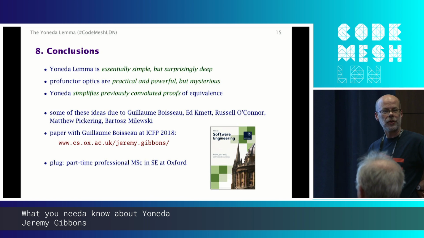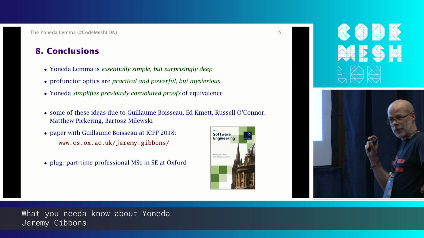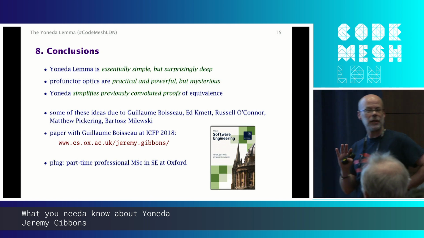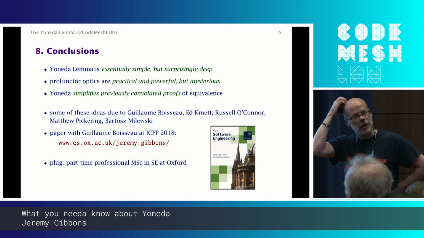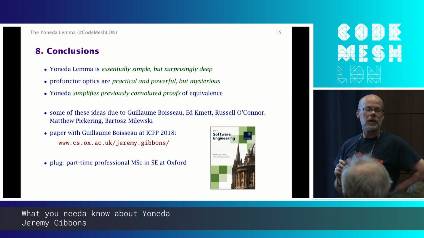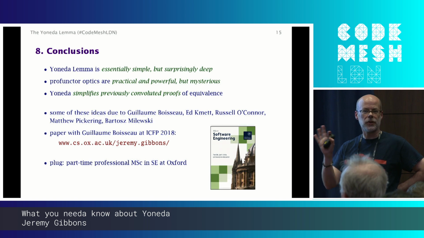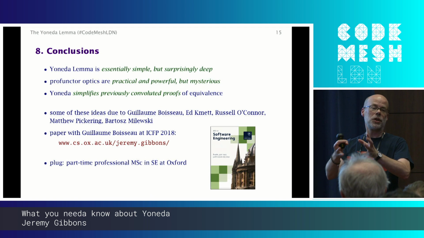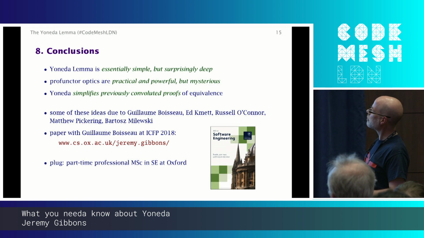Yoneda lemma is my new favorite thing. It's essentially very simple because there's so little there, how could it be anything other than very simple? But surprisingly deep. It has lots of applications, it's all over the place, and as Emily Riehl said, it's arguably the most important result in category theory. There's so much embodied in that little equation.